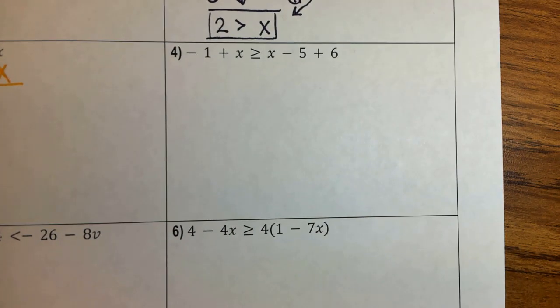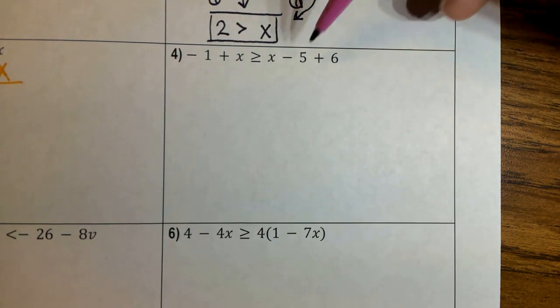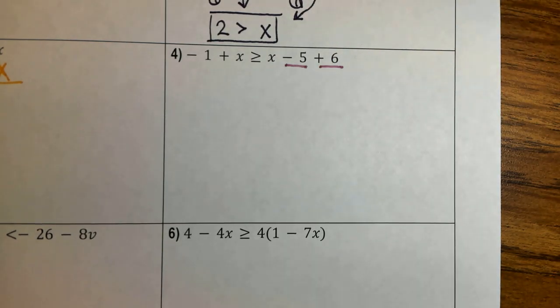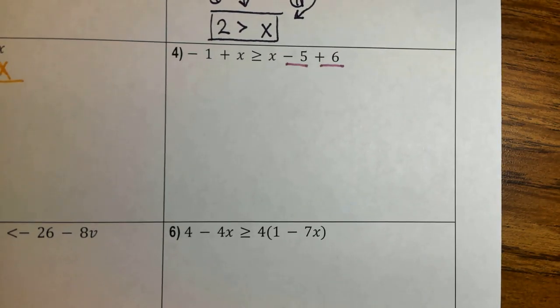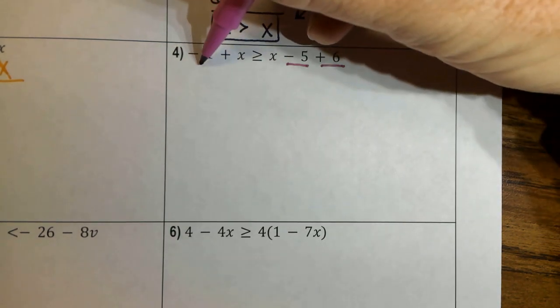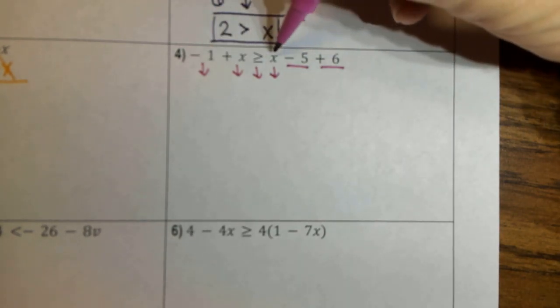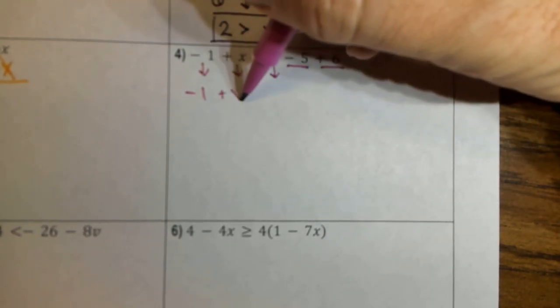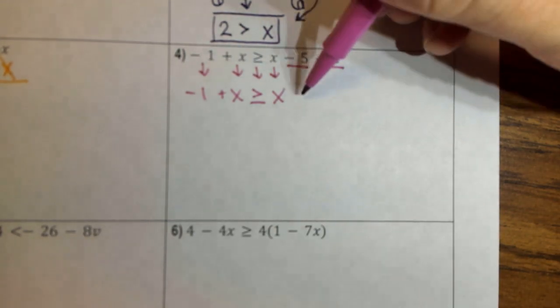Number 4. On this one, I have no parentheses, but I can combine these two numbers on the right because they are both on the same side. So I'm going to go ahead and bring down everything else that did not change. So all of these are the exact same. And then I do 6 minus 5 is 1.